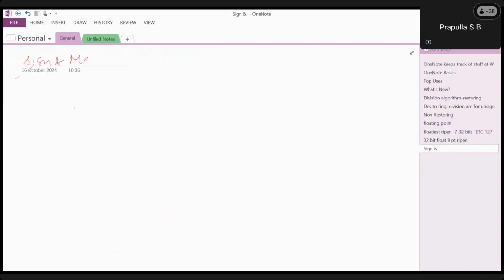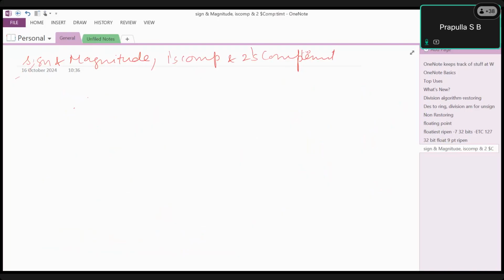Okay, good morning, students. Today we are going to talk about the three representations of numbers: sign and magnitude, ones complement, and twos complement. These are the three representations that we use for number representation.